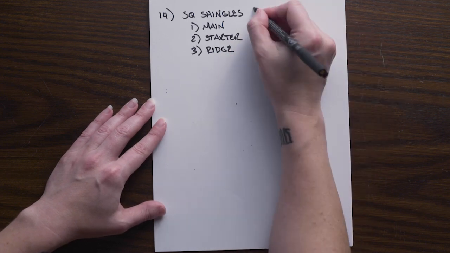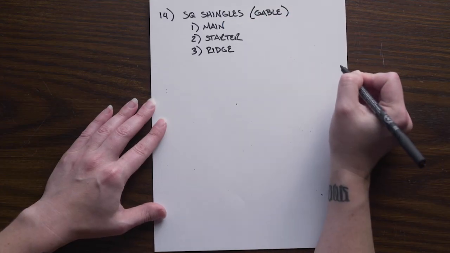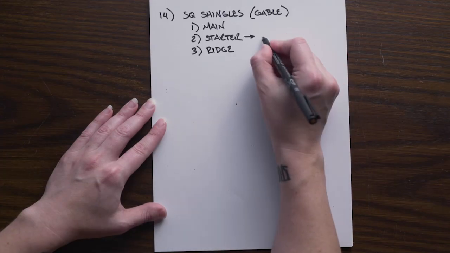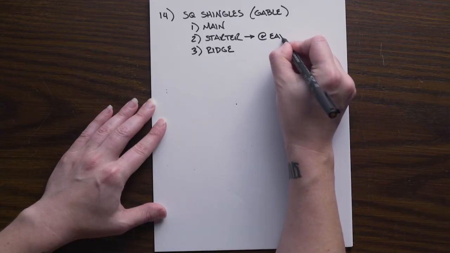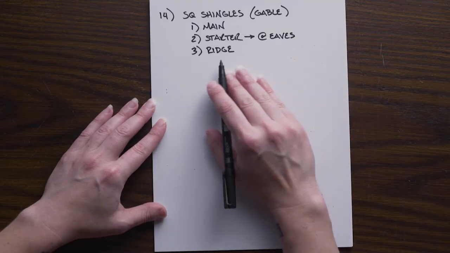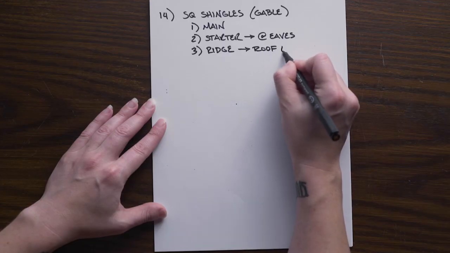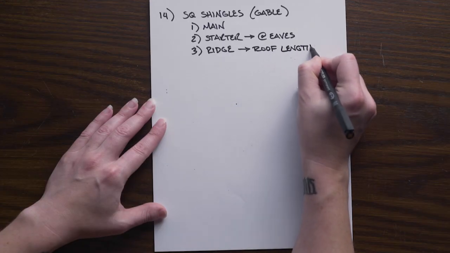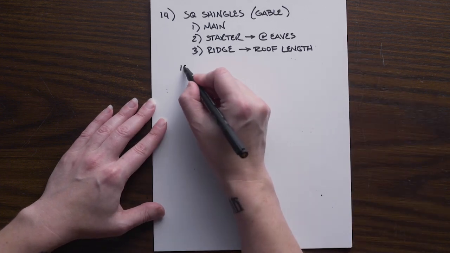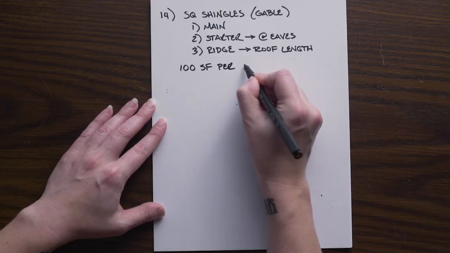Because we have a gable roof in this situation, it actually makes things a little bit easier. For our starter strip, we know that the starter will only be at the eaves for our roof. For the ridge, we know that it will run the full length of our roof. So this can help with some of our calculations.